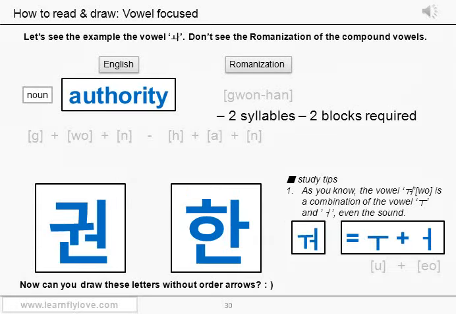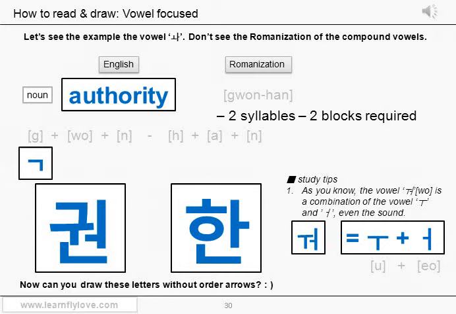The next word is authority. It's kind of a big word to you now, no? Don't worry, just check if you can read it. Check out the romanization and let's hear the sound first. 권한. There's no alternative romanization. Then let's check out the Korean spelling.